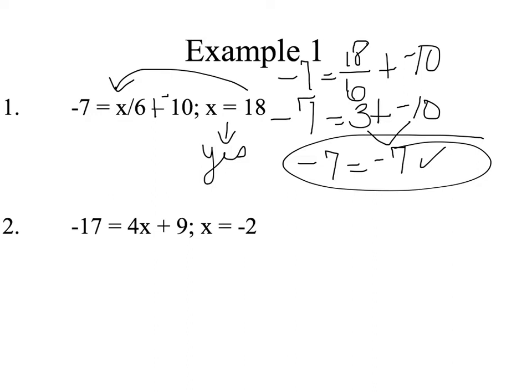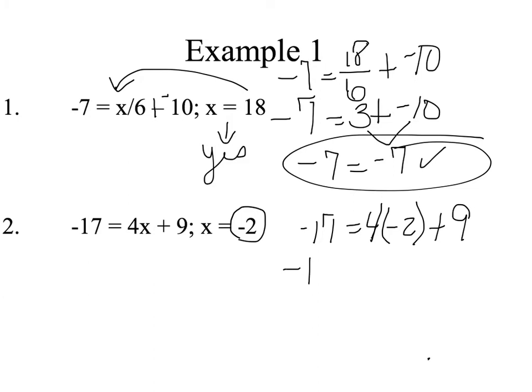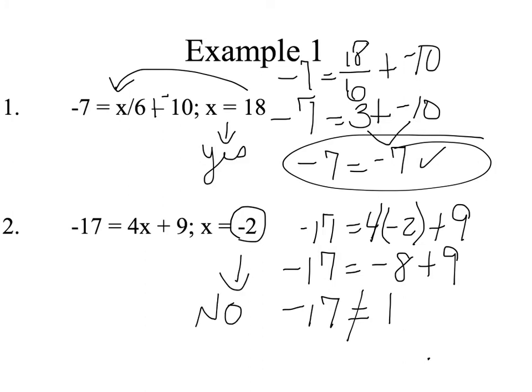So now I'm going to try the same type of process, but this time everywhere I see x, I'm going to plug in negative 2. So negative 17 equals 4 times negative 2 plus 9. Make sure you follow your integer operation rules. 4 times negative 2 is negative 8 plus 9. Negative 8 plus 9 is actually positive 1. These do not match. They are not equal. Negative 17 does not equal 1. So negative 2 is not a solution to the problem.